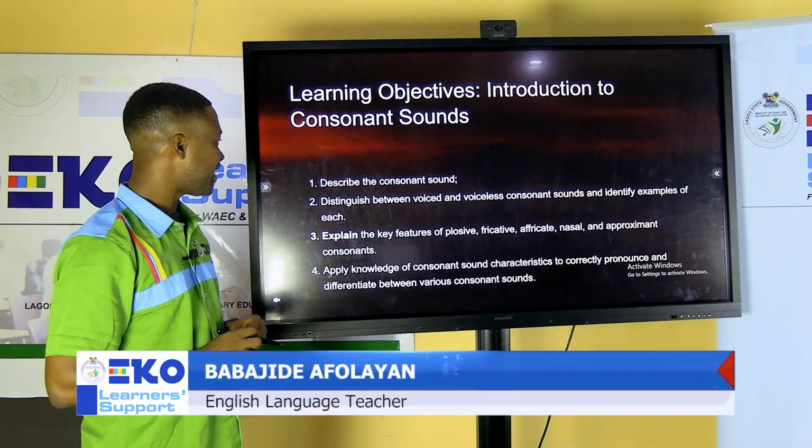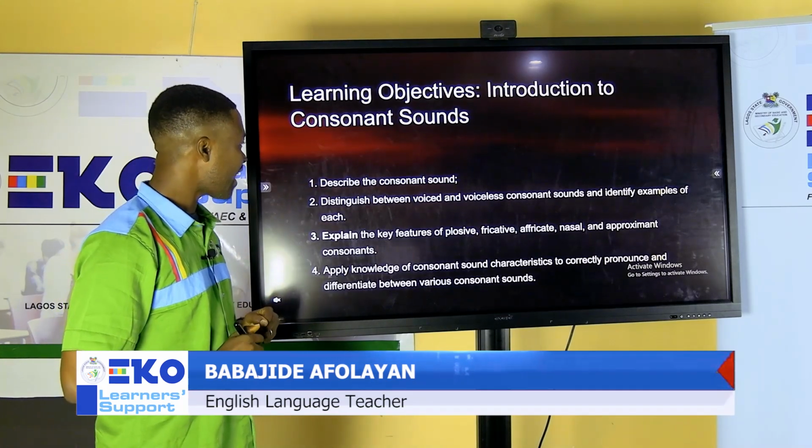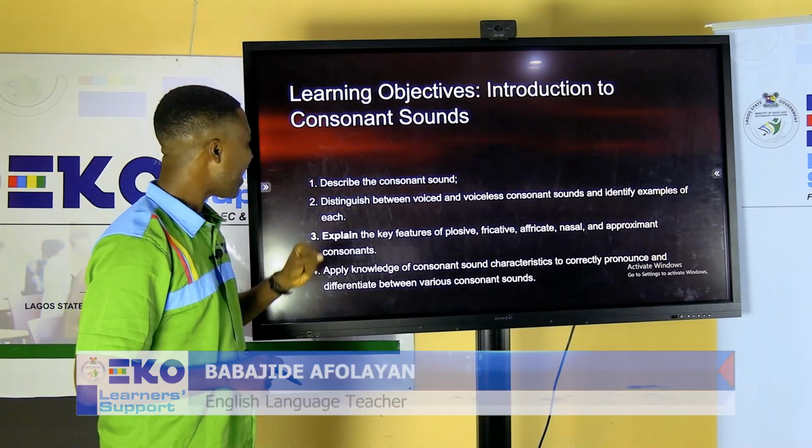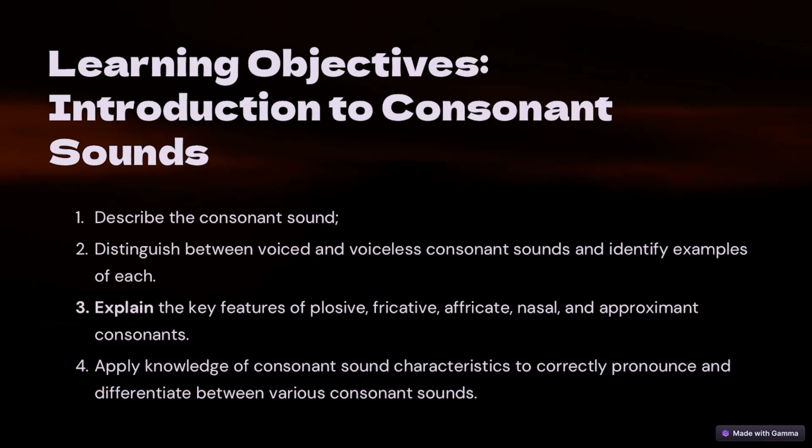Our learning objective. At the end of this class, you will: 1. Describe the consonant sound. 2. Distinguish between voiced and voiceless consonant sounds and identify examples of each. 3. Explain the key features of plosive, fricative, affricate, nasal, and approximant consonants. And 4. Apply knowledge of consonant sound characteristics to correctly pronounce and differentiate between the various consonant sounds.